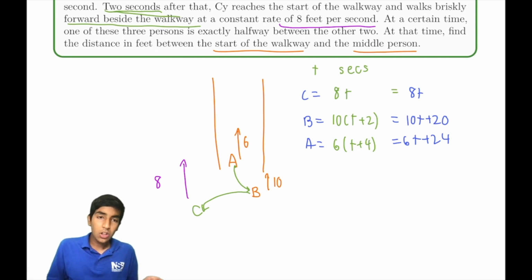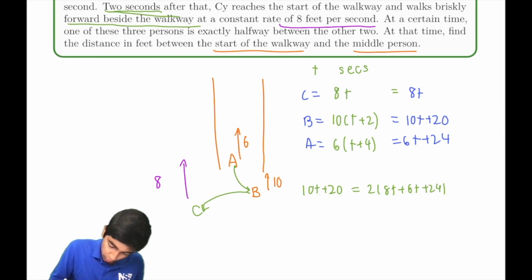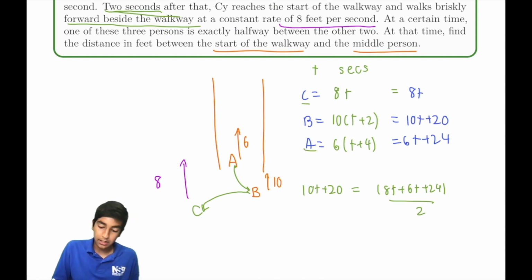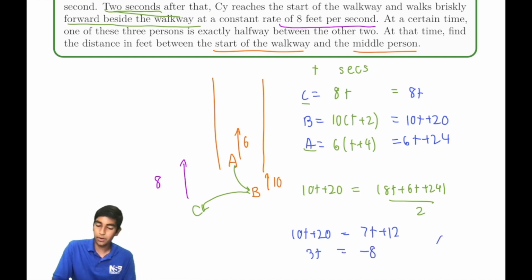If Bob is in the middle, then 10t plus 20 equals 8t plus 6t plus 24, divided by 2 because it's the average. So the average of Cy's and Al's position after t seconds is equal to Bob's position if Bob is in the middle. But can we solve this equation? Let's try. 10t plus 20 equals 14t plus 24 divided by 2, which is 7t plus 12. So 3t is negative 8. That can't work for sure.